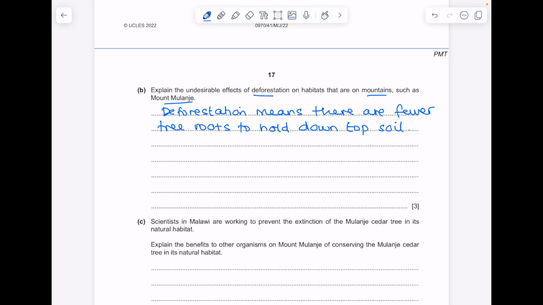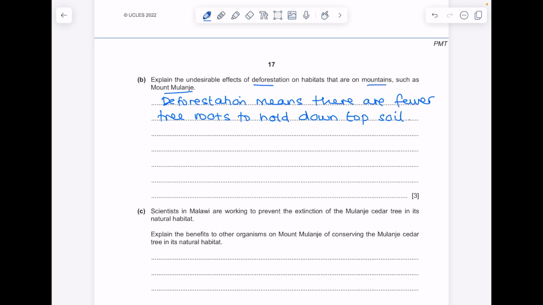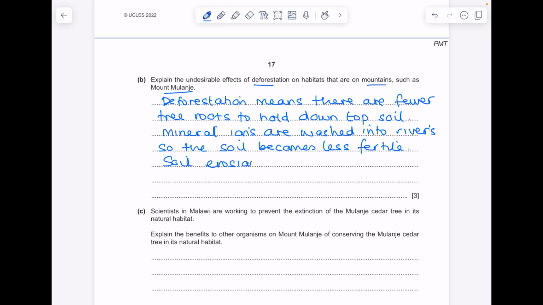Without that topsoil being held down, you're going to end up with leaching of minerals into surrounding streams, making that soil less fertile and more prone to soil erosion. Ignoring tree roots, what about the loss of trees themselves? Loss of trees means fewer habitats for animals, leading to a loss of biodiversity.